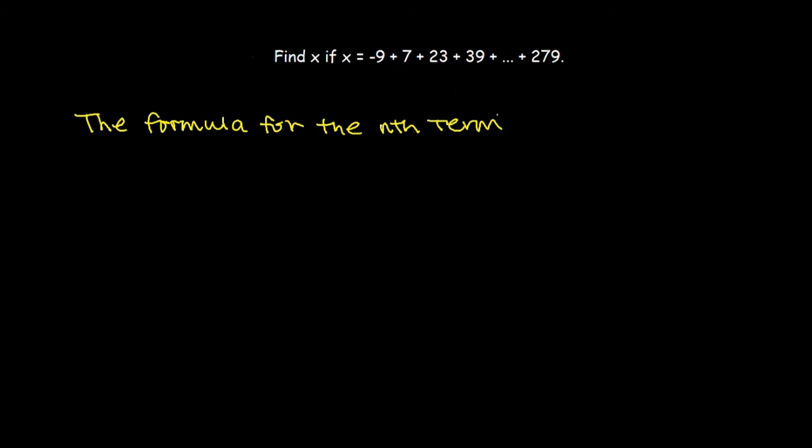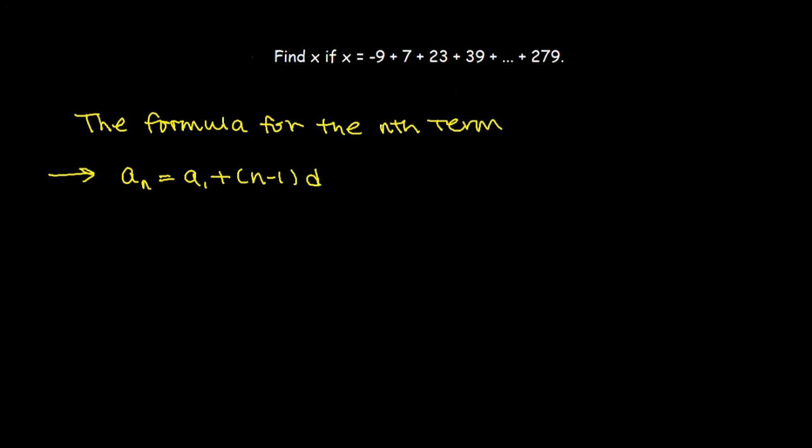This formula, you may have seen it somewhere already: a sub n equals a sub 1 plus n minus 1 times d. This is the first formula I'm going to introduce. If you have taken Algebra 1 or pre-algebra, you should have seen this. It's the basic formula you must know when solving arithmetic sequence problems if you don't want to waste time actually adding up all of these terms.